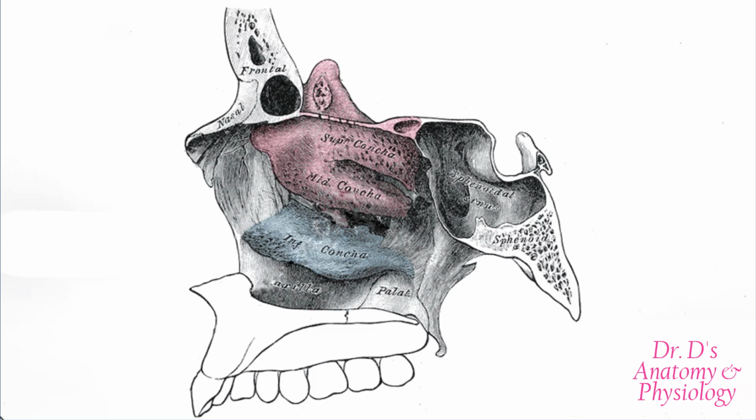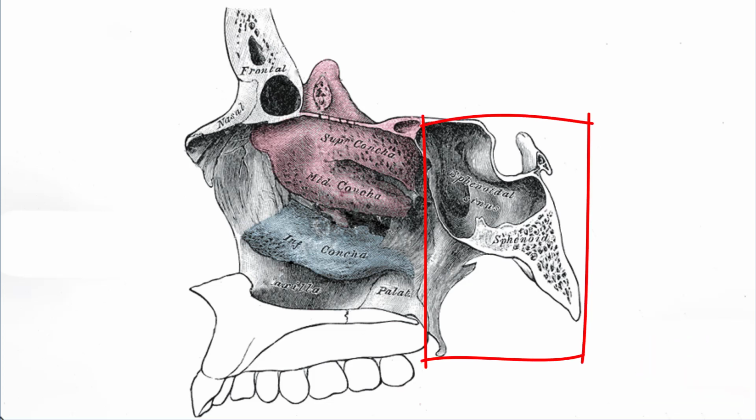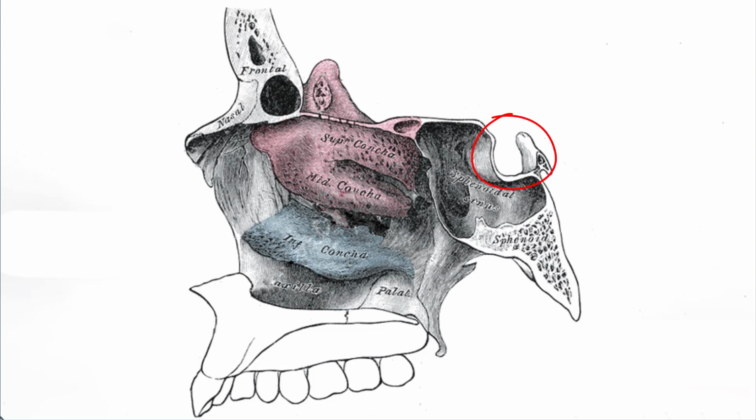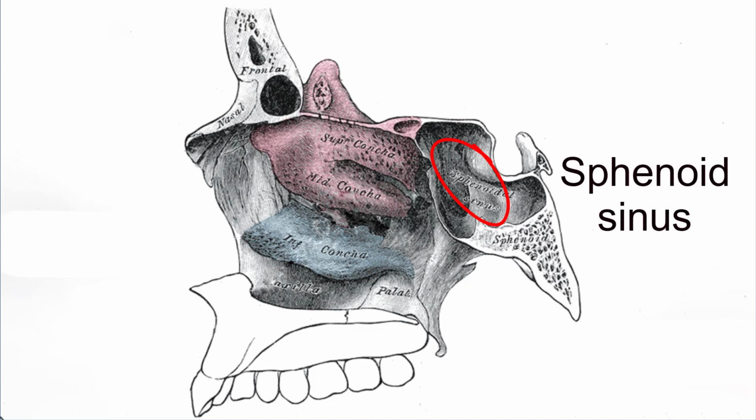Now, the last thing we'll note is something you really can't see unless you cut through the sphenoid bone, which is done here in this sagittal section. So here is our sphenoid bone, and here is our sella turcica, but we've cut through the sphenoid bone, and you can see in the body of the sphenoid bone we have a sinus. And this is referred to simply as the sphenoid sinus. It's one of the paranasal sinuses.